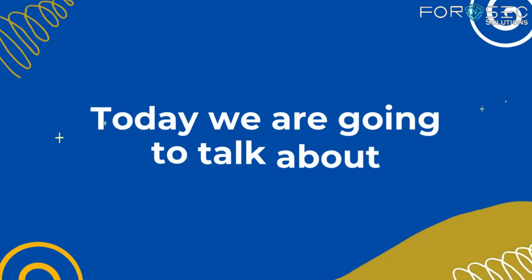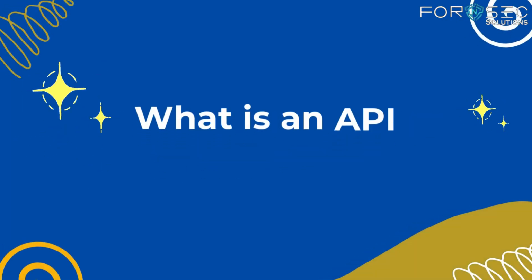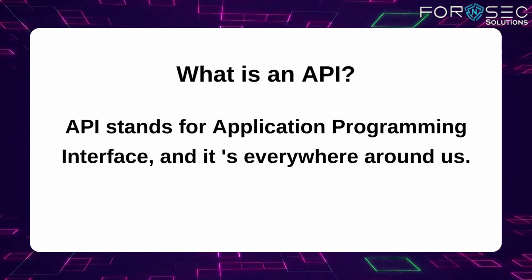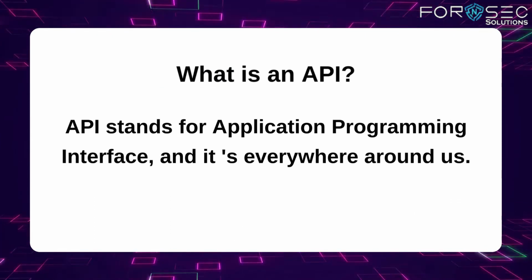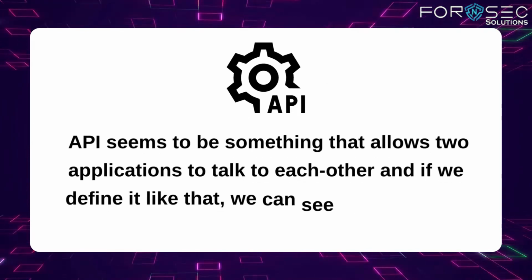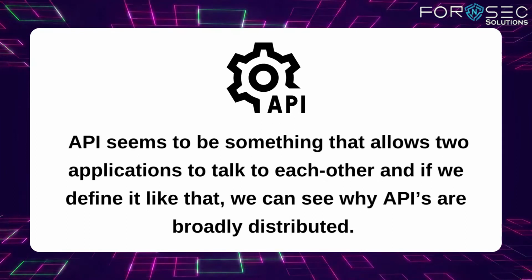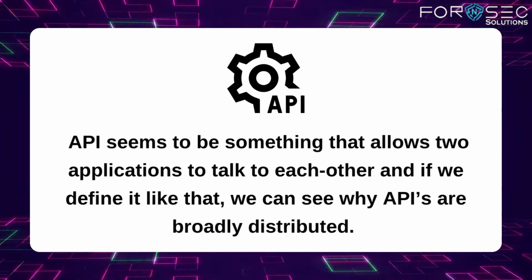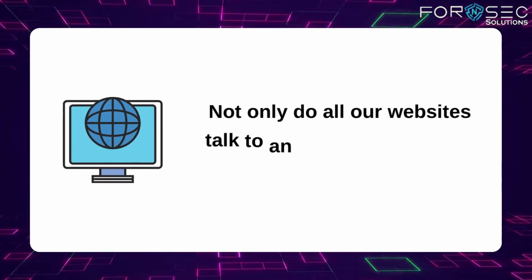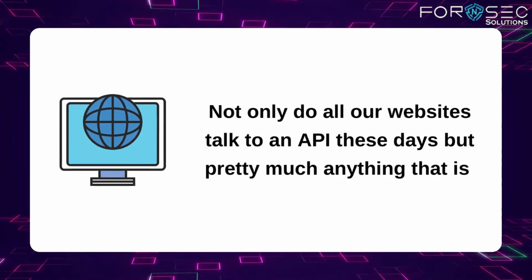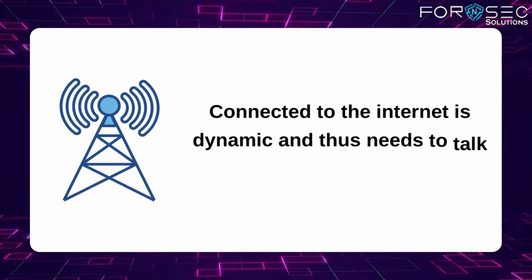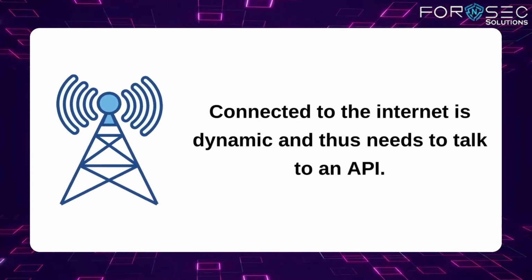Today we are going to talk about what is an API and how does it work. What is an API? API stands for Application Programming Interface and it's everywhere around us. An API allows two applications to talk to each other, and if we define it like that, we can see why APIs are so broadly distributed. Not only do all our websites talk to APIs these days, but pretty much anything that is connected to the internet is dynamic and thus needs to talk to an API.